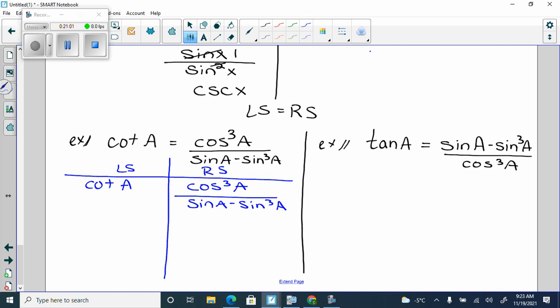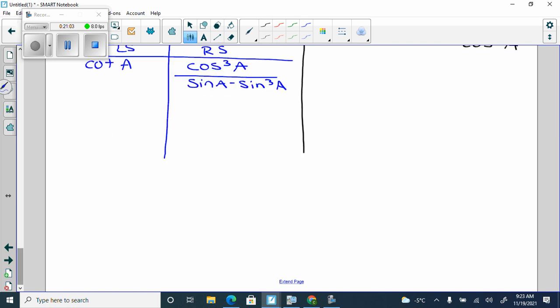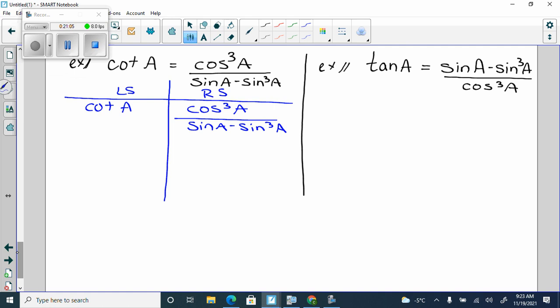When you're stuck, 98% of the time I've told you it's GCF, I'm not joking. That's true. You can take a sine A out of the bottom of here. So we get cos cubed A over sine A. And when you take a sine A out of sine A, what are you left with? 1 minus sine squared A, which is what? Cos squared A. And then we're done. We're not, but we were close.